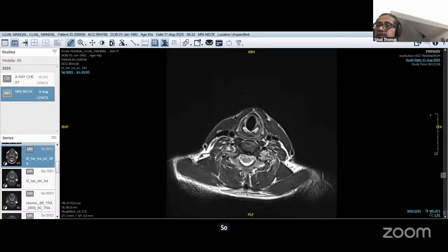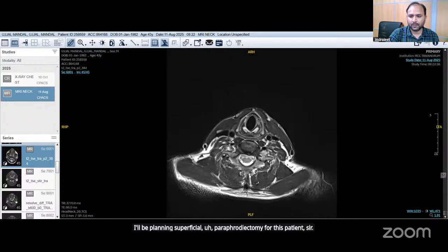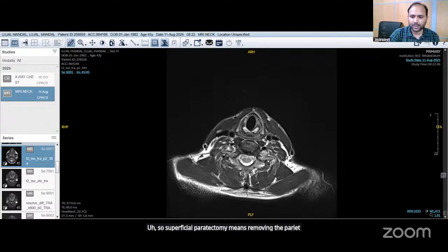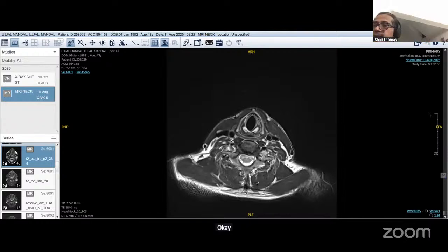So, what surgery do you plan? We're planning superficial parotidectomy for this patient, sir. Superficial parotidectomy means? Superficial parotidectomy means removing the parotid tissue superficial to the plane of the facial nerve, lateral to or superficial to it.